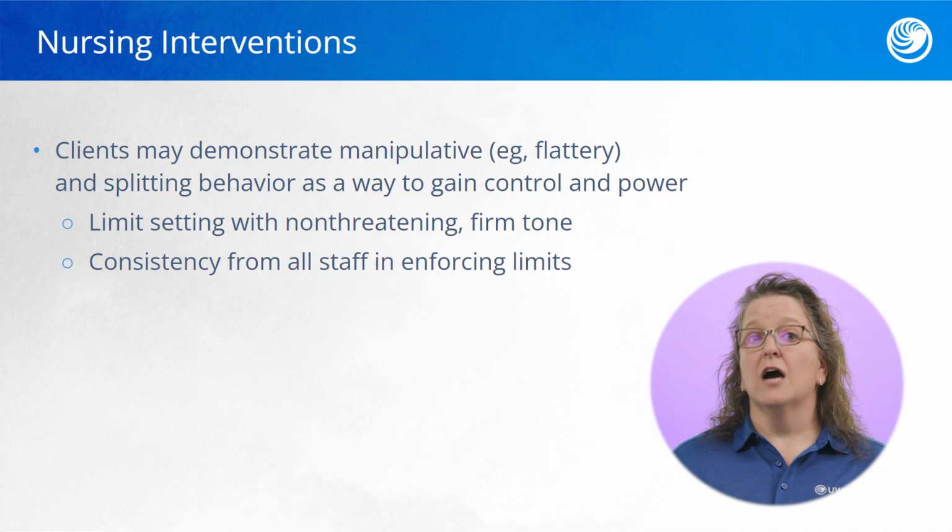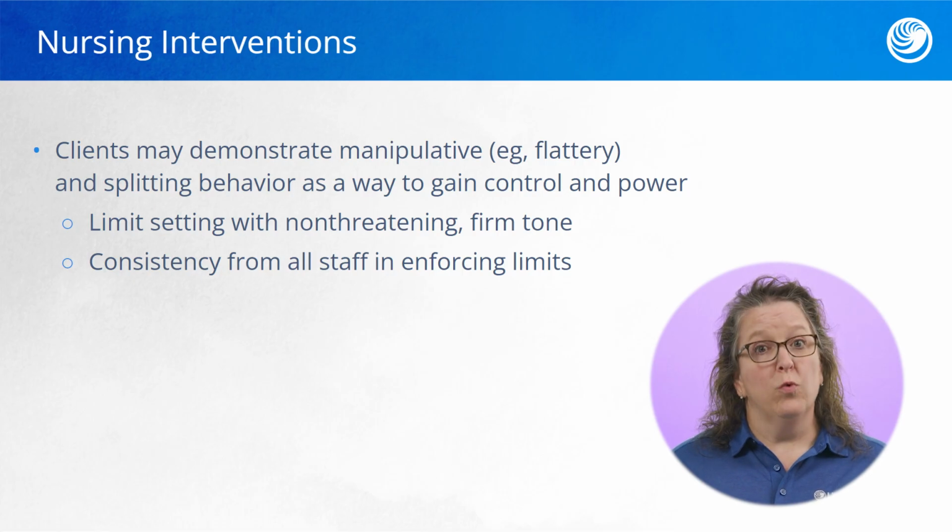The client may try bargaining. "I'm only going to go to group therapy if I get another smoke break." The nurse can respond by referring to what has already been established. "Earlier, you agreed to go to one group each day. We're not going to bargain on this further." There needs to be consistency across all staff members with the limits and the consequences.